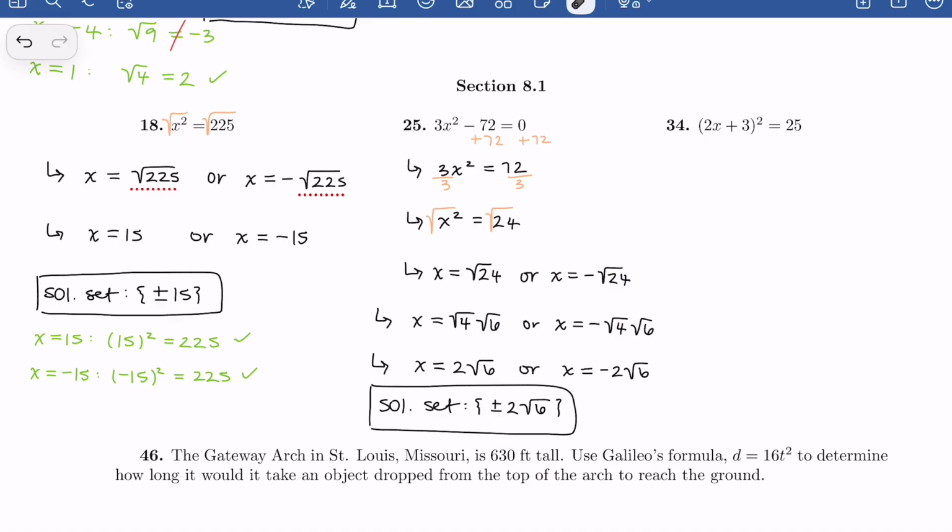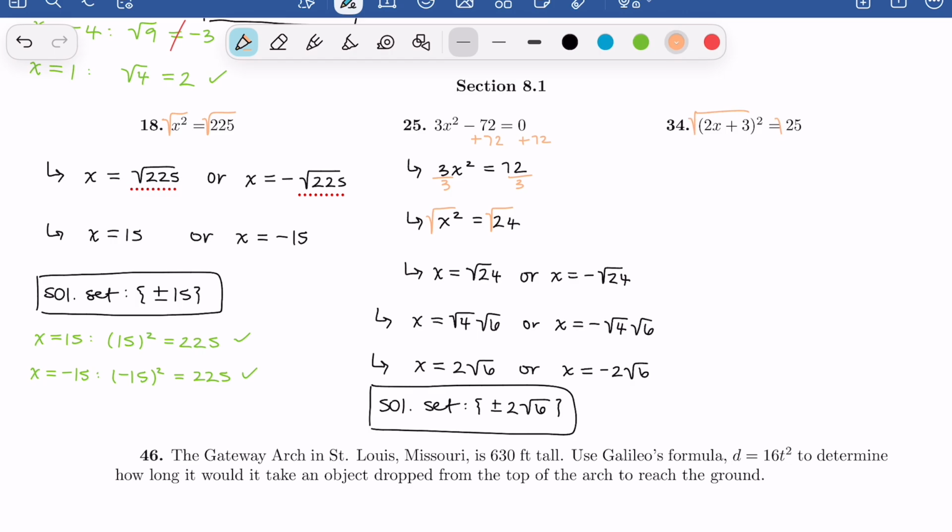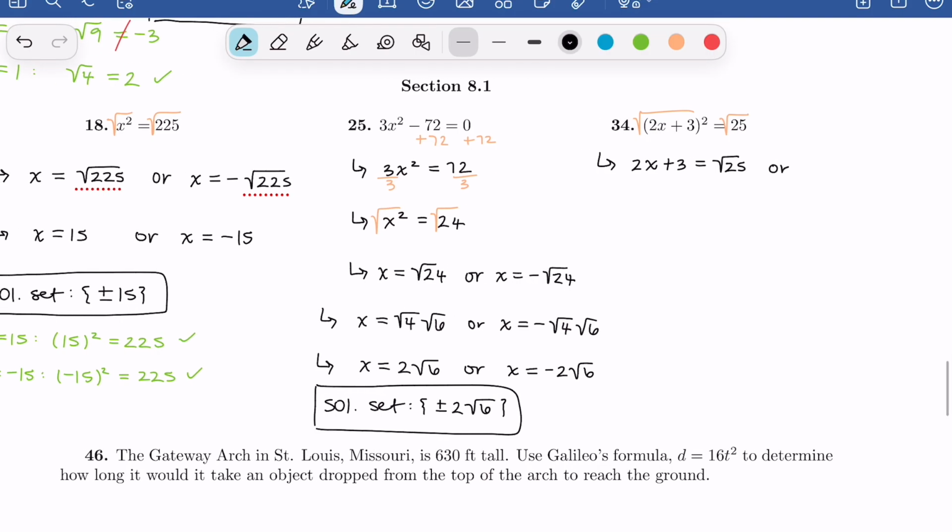All right, now for this last one here, we're going to do the same thing. But notice in this case, we don't just have an x squared, we actually have that this entire thing is being squared. So what we're going to do is go ahead and use that square root property right away. We're going to end up with this 2x plus 3 on the left-hand side of our equation because we took that square root on both sides. Then on the right-hand side, I'm going to have the square root of 25, but remember our square root property tells us that we're going to have two solutions. So I'm actually going to end up with two equations that I want to solve.